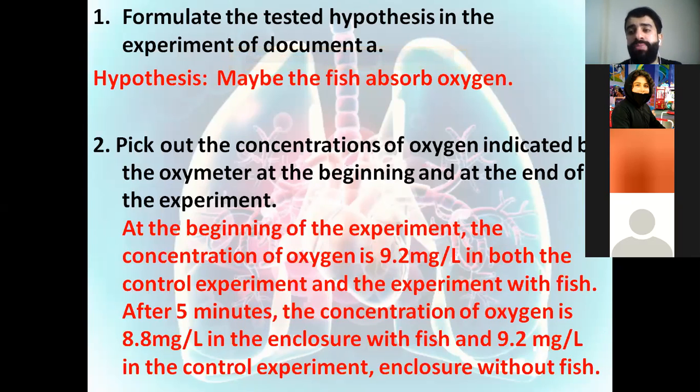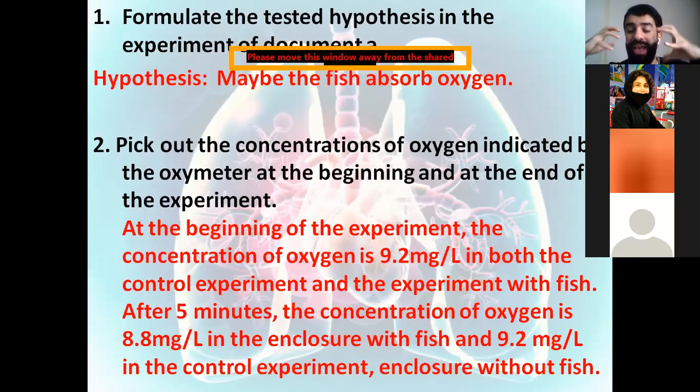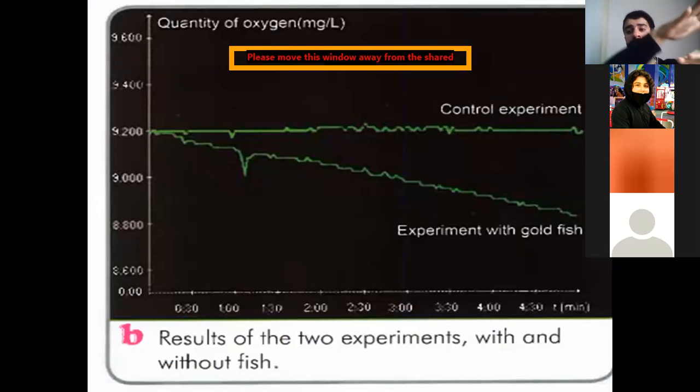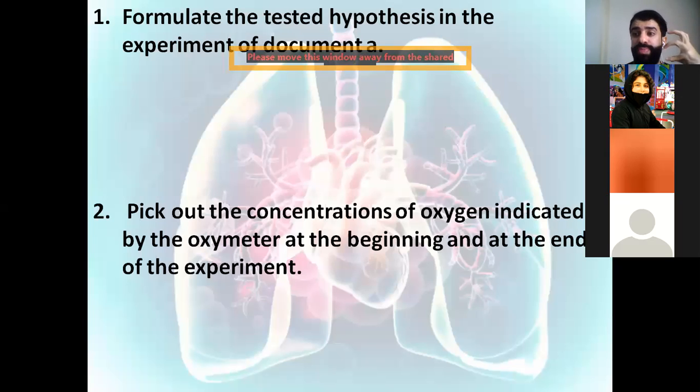Maybe the fish absorb oxygen. Maybe the fish consumes the oxygen gas. We are predicting, but it should be a logical one. You don't have to say, maybe the fish eat donuts. This is not logical. This is the hypothesis: maybe the fish consume oxygen. Why? Because I saw in the graph that the amount of oxygen decreases in the presence of fish. So it should be a logical prediction.